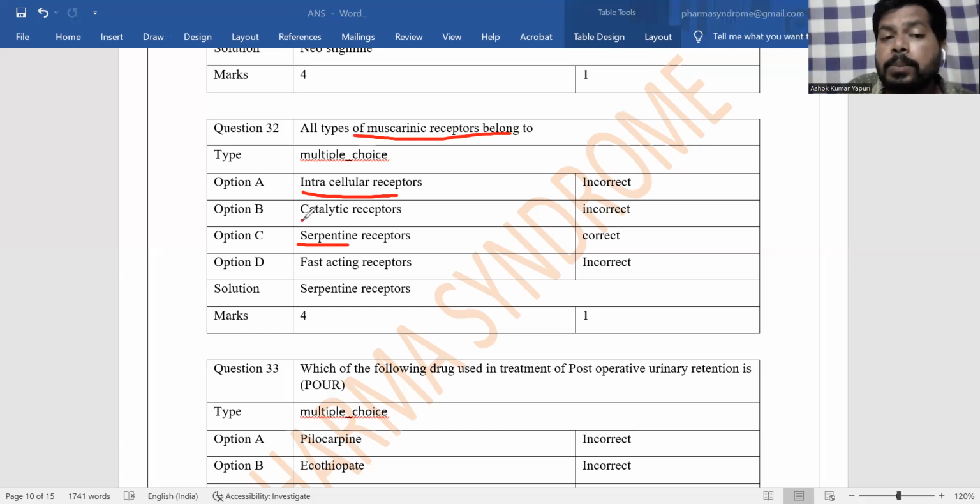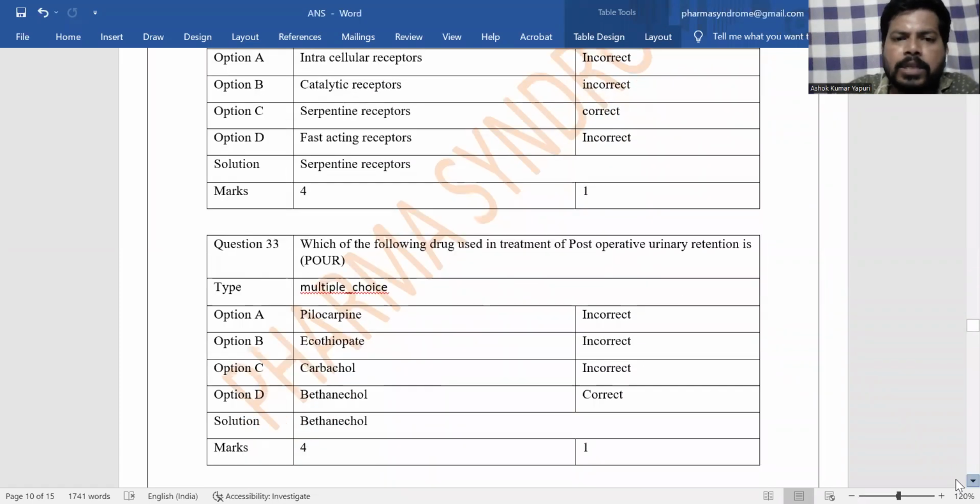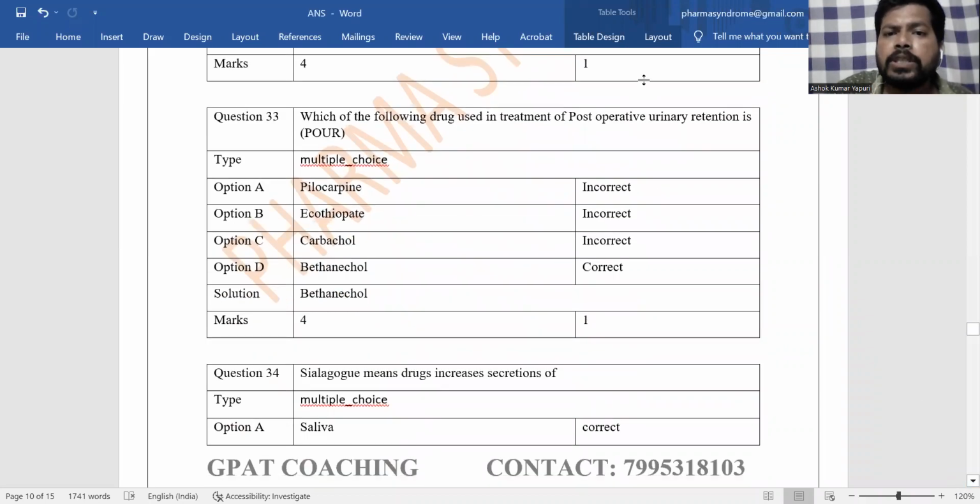And catalytic receptors are also called enzymatic receptors. Fast acting receptors are also called ion channel or ionotropic receptors. So the muscarinic receptors belong to G protein coupled receptors. G protein coupled receptors are also known as serpentine receptors. That is the answer.